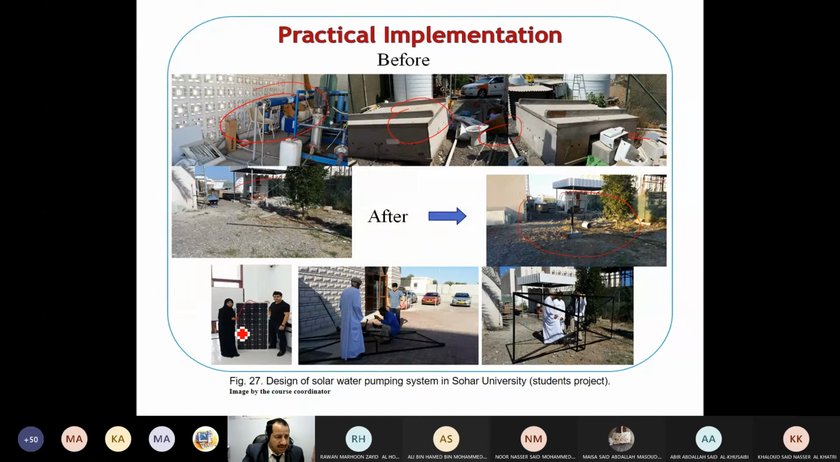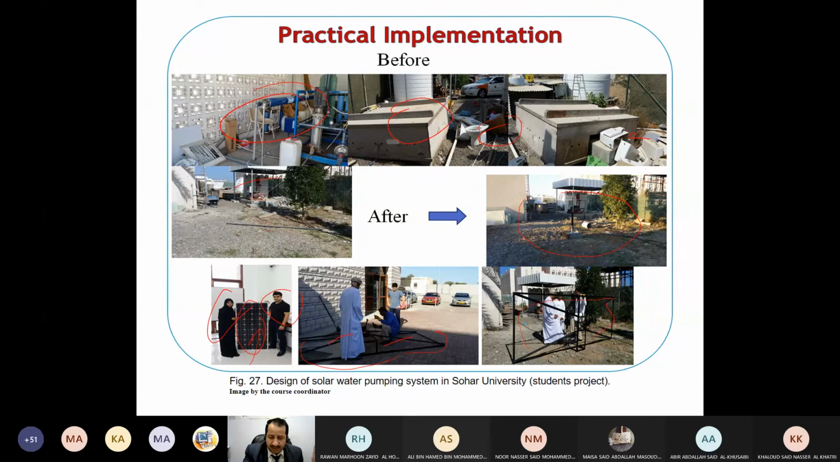Then they selected the panel that they designed theoretically, and they used simulation software. These are the students who worked on the project, and they selected the type of cell. And here they made the frame in the workshop, in the Faculty of Engineering workshop. Our colleagues, Mr. Rashid and Mr. Ibrahim Al-Ajmi, helped, and then they moved the frame to the location.